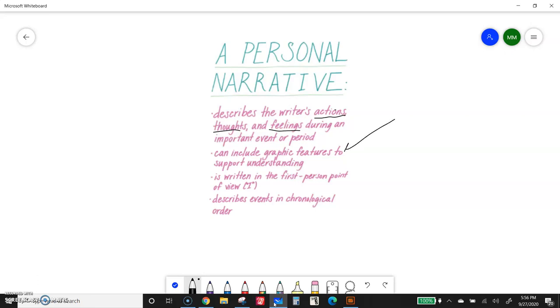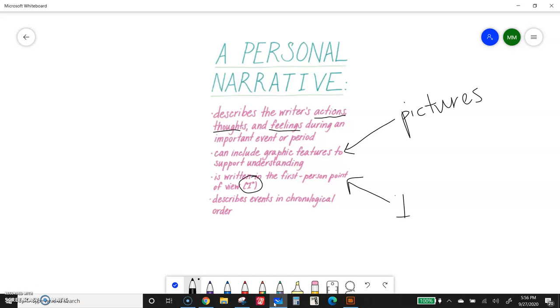It can have graphic features to support understanding. So pictures, maybe of that event that they went through in their life. It is written in the first person point of view. So uses the word I.